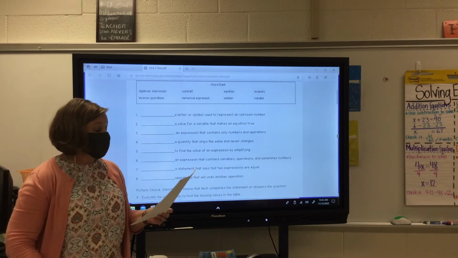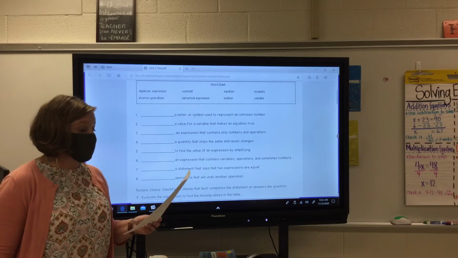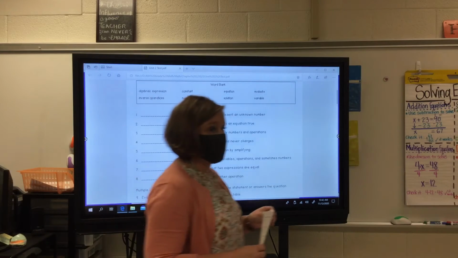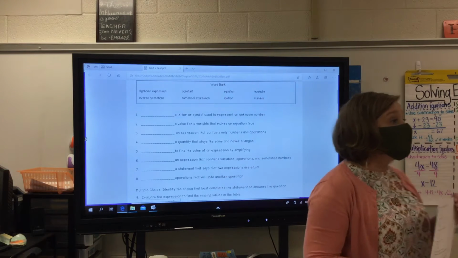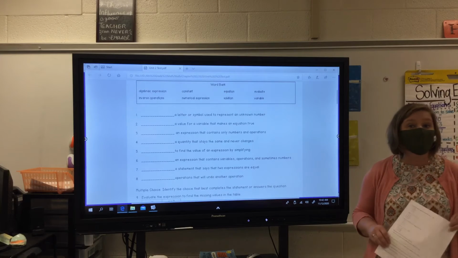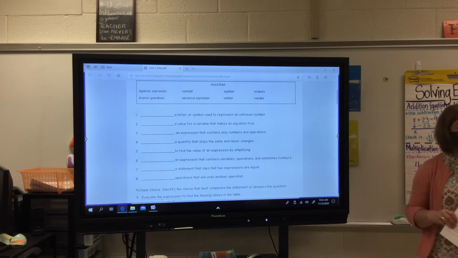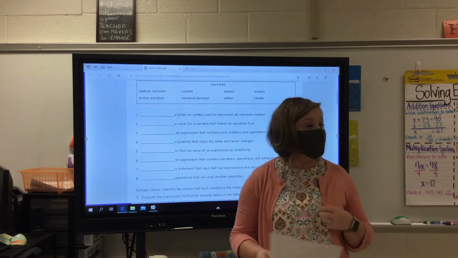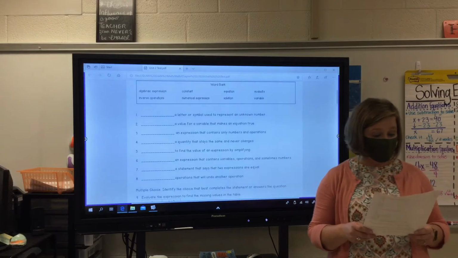Number 2, a value for a variable that makes an equation true. That is not on the anchor chart, okay? So that is one that is not on the anchor chart, but it is a value that makes an equation true. That means it works it out, okay? And that's the way we kind of talked about it in class.